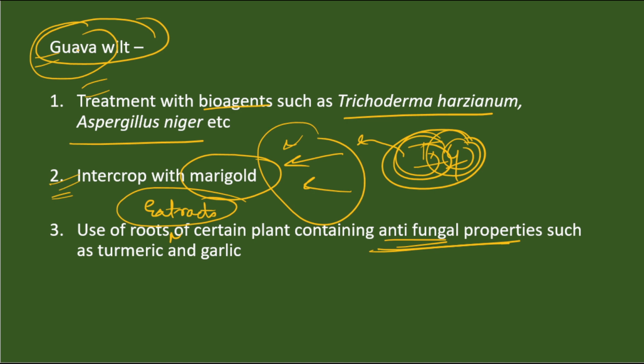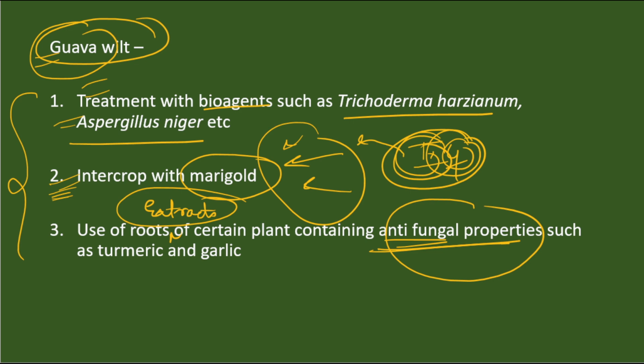So this is what we can do for the protection from guava wilt. We can treat with bioagents, we can intercrop, and we can use antifungal properties of other plants. So these are the common biological control methods of guava wilt.